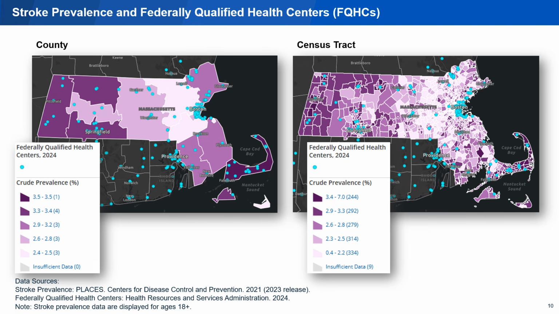Next, we've used the Atlas to make maps of stroke prevalence and federally qualified health centers. This can give insight into where preventive health services are most needed and some of the resources available in that county or census tract.